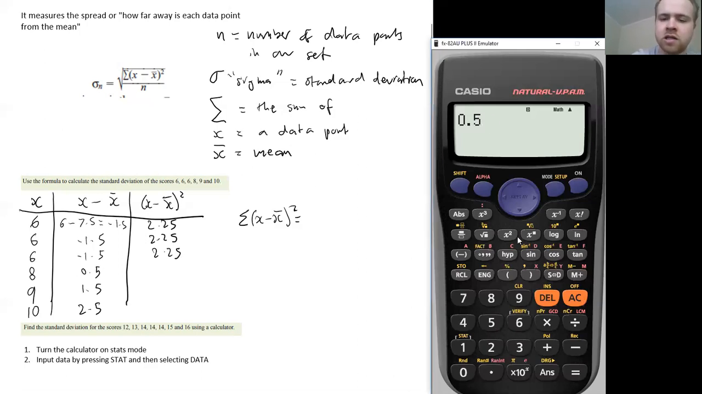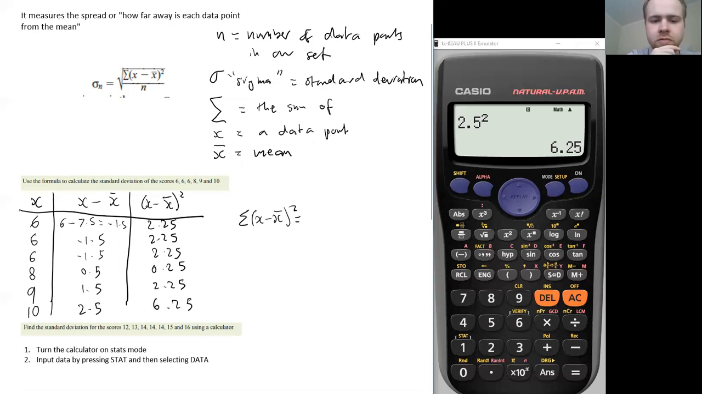And 0.5 squared is just going to be 0.25, as you can see. And then 1.5 squared is also going to be 2.25. It doesn't matter if it's positive or negative. And then finally, 2.5 squared is going to be 6.25. Now to find the sigma of all of these, we need to add all of these numbers up. So it's going to be 2.25 plus 2.25 plus 2.25 plus 0.25 plus 2.25 plus 6.25.